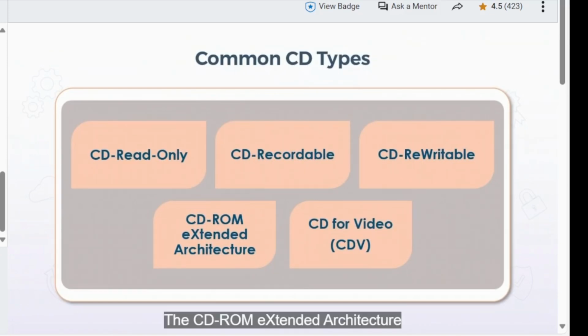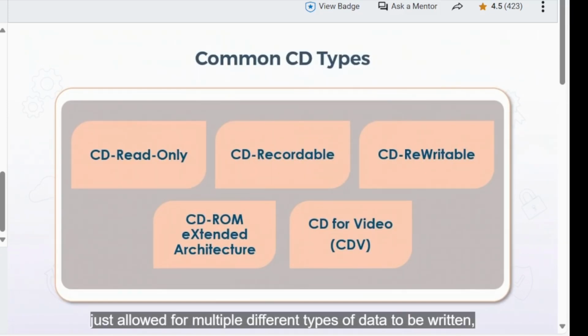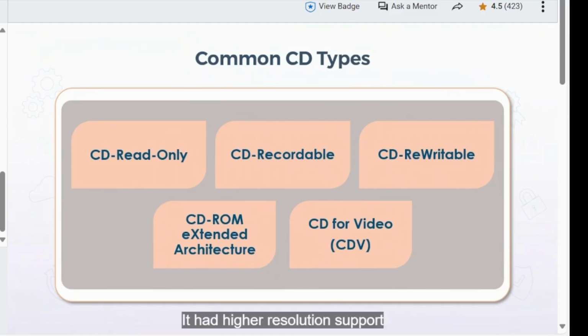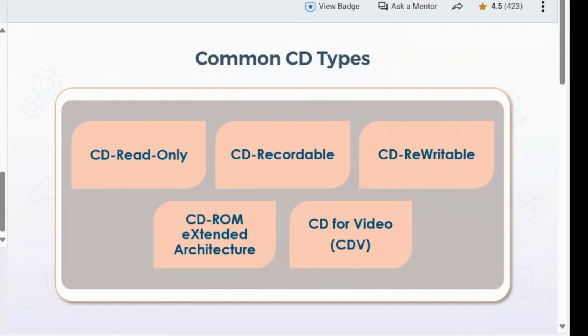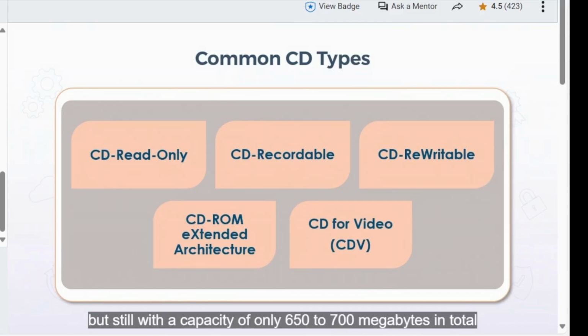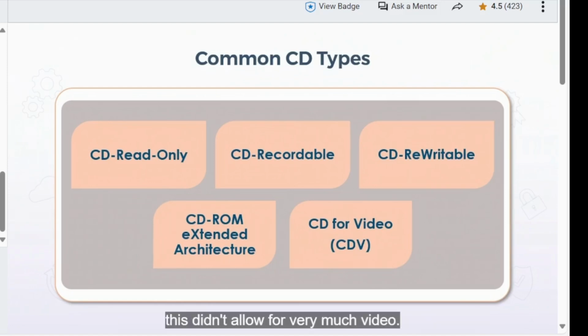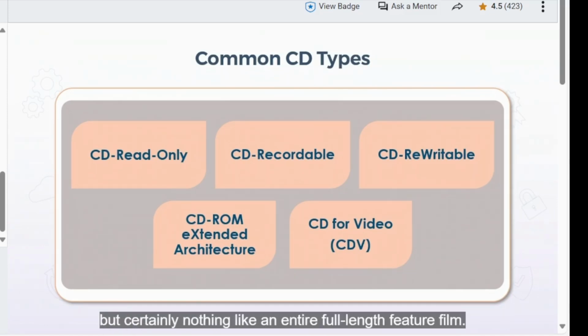The CD-ROM extended architecture just allowed for multiple different types of data to be written, for instance audio, video, and data all on the same disk. And there was also a specific CD for video, or CDV, which was typically implemented along with the MPEG file format. It had higher resolution support and allowed the video to be stored in an uncompressed state, but still with the capacity of only 650 to 700 megabytes in total, this didn't allow for very much video, really only a few minutes in its uncompressed state, so things such as home videos could be stored, but certainly nothing like an entire full-length feature film.